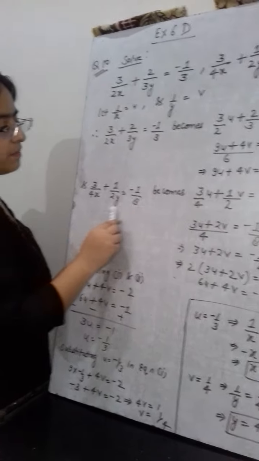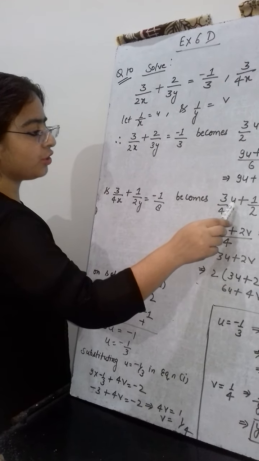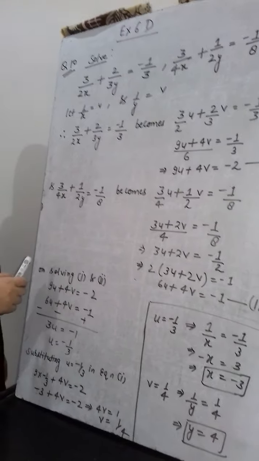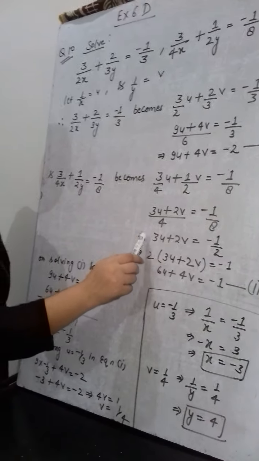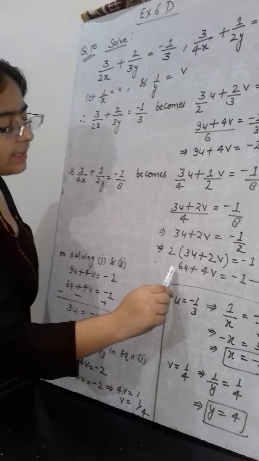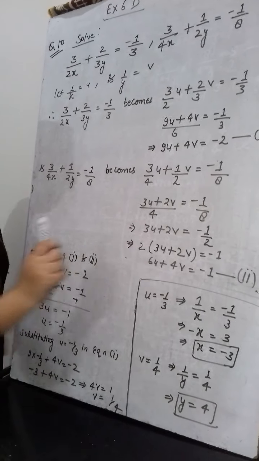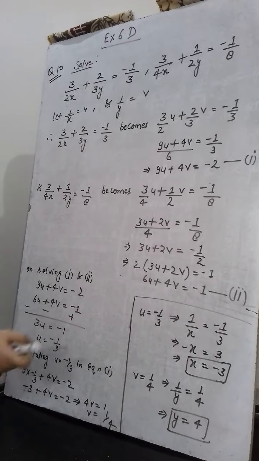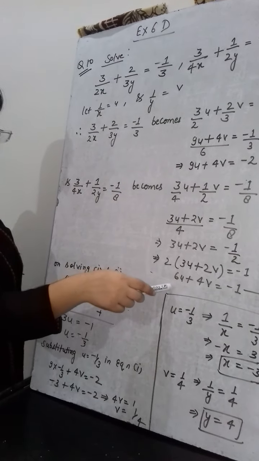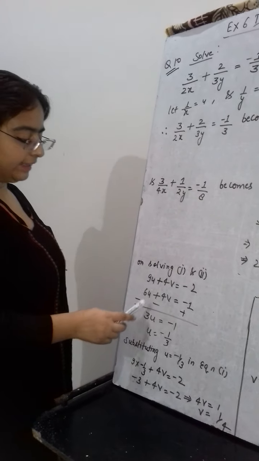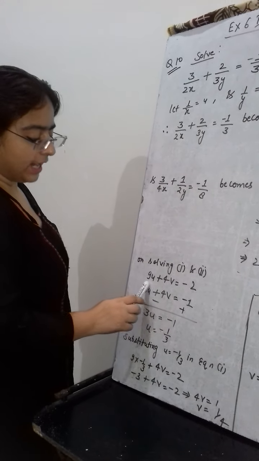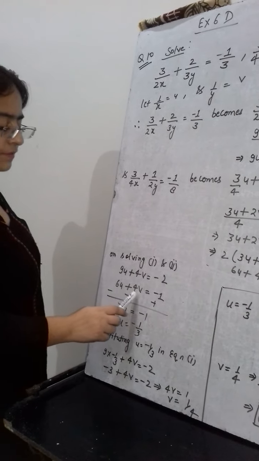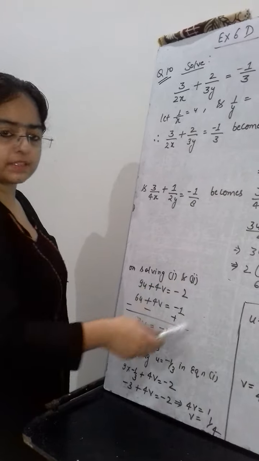Then the second equation becomes 3 upon 4u plus 1 upon 2v equals to minus 1 upon 8. On taking the LCM again we have solved and we got the equation 6u plus 4v equal to minus 1. This is equation number 2nd. Now we will solve both of these equations. On solving we get 9u plus 4v equal to minus 2. This is equation number 1st. And 6u plus 4v equal to minus 1. This is equation number 2nd.